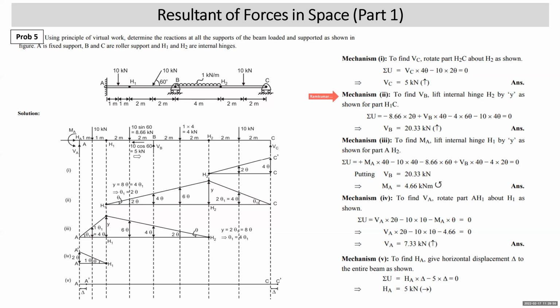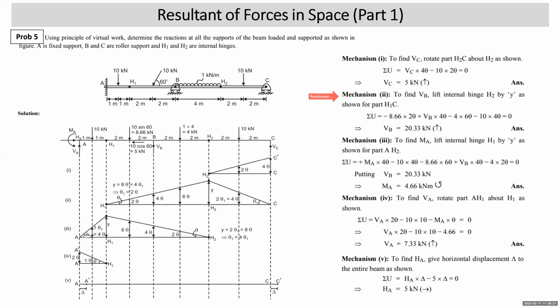Algebraic sum of the work done. So here the vertical force will do negative work, minus 8.6 into 2 theta. VB is upward, displacement upward will do positive work, VB into 4 theta. This 4 kilonewton will do negative work, minus 4 into 6 theta, since force is downward, displacement is upward. Here there is no force because you have not split the beam at the internal hinge, so internal hinge reactions will not come into consideration. Minus 10 into 4 theta, negative work done. That's it, equals 0. You get VB as 20.33.